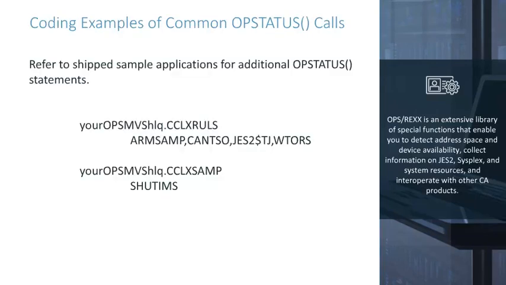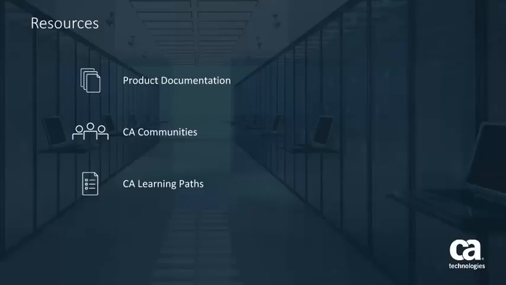Various sample OPSMVS AOF rules and OpsRex programs can be viewed for obtaining more OPSTATUS function coding examples, as well as providing you with a syntax template that you can copy as you create your OPSMVS automation, and if the logic warrants, utilizing this function. Locate your installation's CCLX rules and CCLX SAMP OPSMVS datasets to access these members as illustrated.